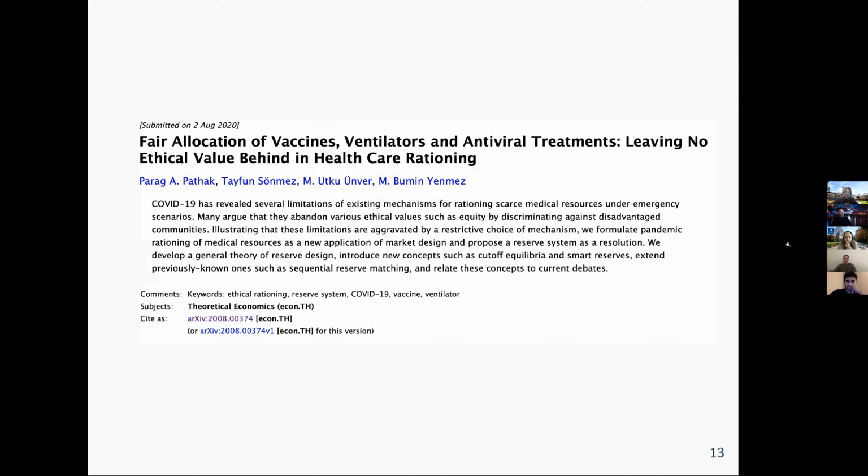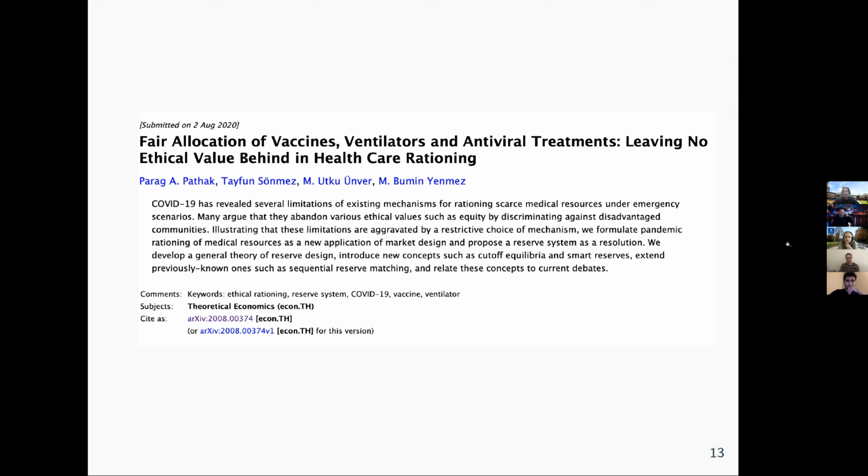So we're not the first to look at this particular question from the context of market design. Last year, a very prominent paper came out. In fact, there's even an AMET's presentation on this later part of 2020. And this is a paper by people most of you would recognize, the very prominent market designers, Parag Pathak, Tayfun Sönmez, Utku Ünver, and Yenmez. And this paper looked at fair allocation of healthcare resources.